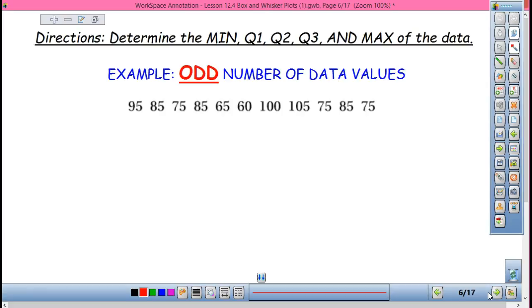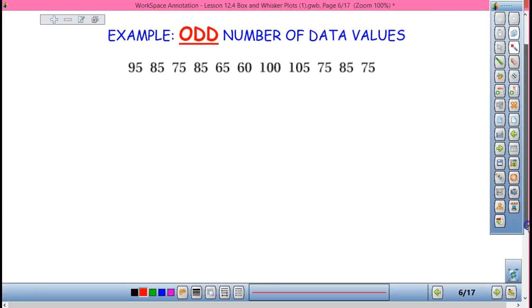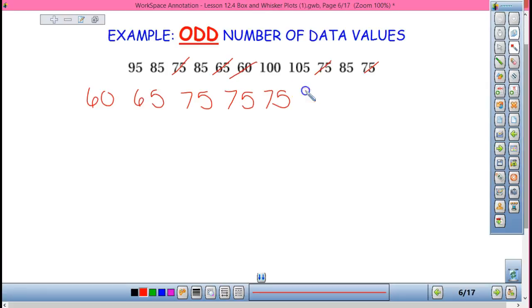Right? So, first thing we need to do is put numbers in order. Okay? So if I'm going to put these guys in order, I'm starting with 60, 65, 75, how many times? 3 times. Then 85, how many times? 3 times. Then 95. What? 100 and 105.